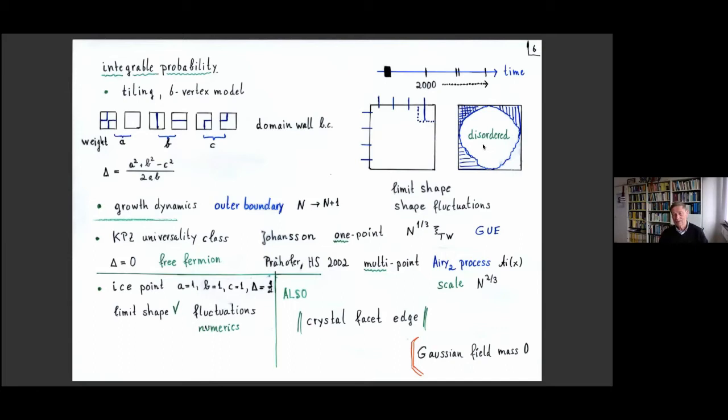You don't see any particular dominance of tiles. It's more of a random mixture. Actually, I put this down here: it's what I call disordered. It's actually critically disordered. The correlations are long range.